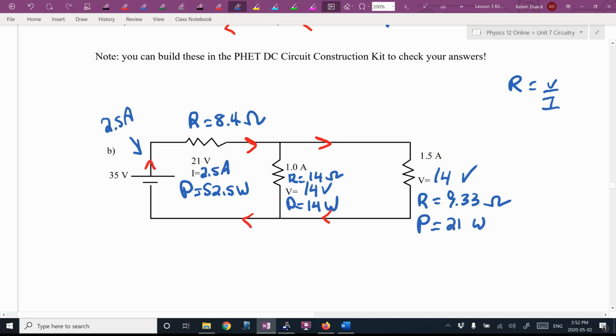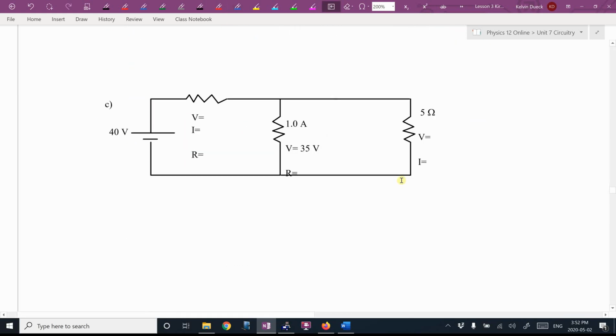Hey, if these are all light bulbs, which bulb is the brightest? Top left, middle, or right? Top left.